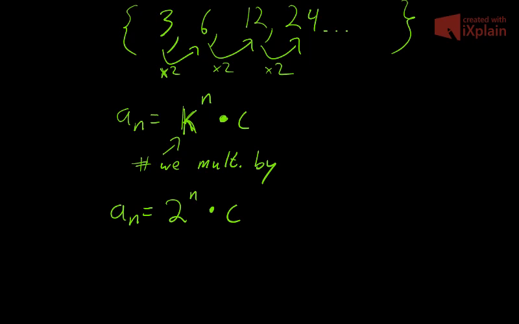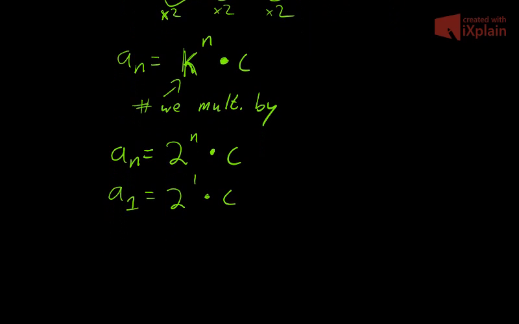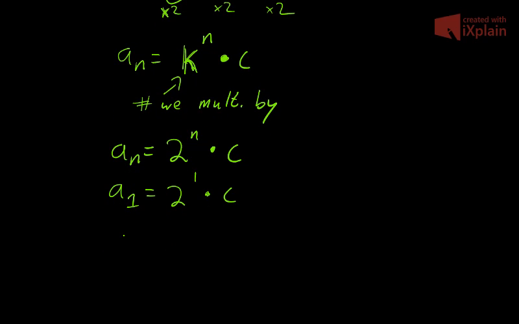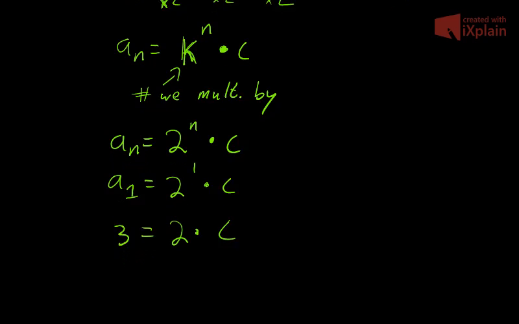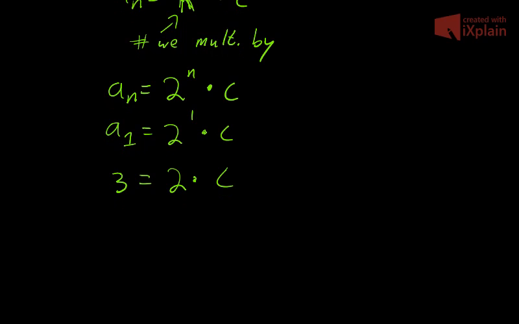Again, it's really easy to plug in the number 1 here. So a sub 1 equals 2 to the 1 times c. 2 to the power 1 is 2. a sub 1 is going to be 3. So I can say that 3 equals 2 times c. And 2 times what is 3? Well, 2 times 3 halves is 3, so 3 halves is c.